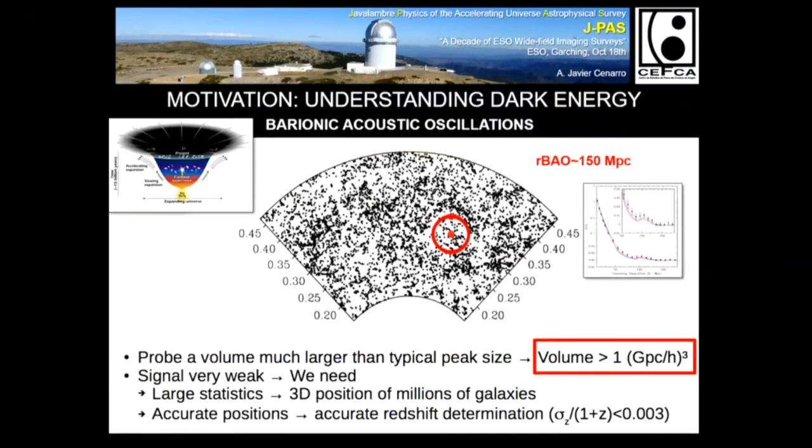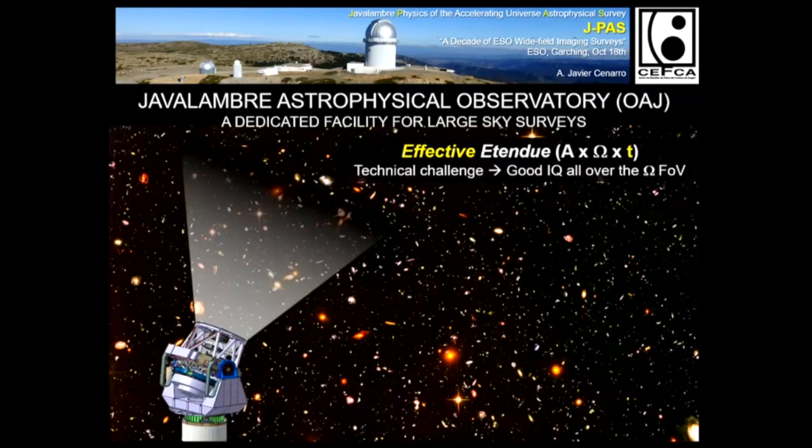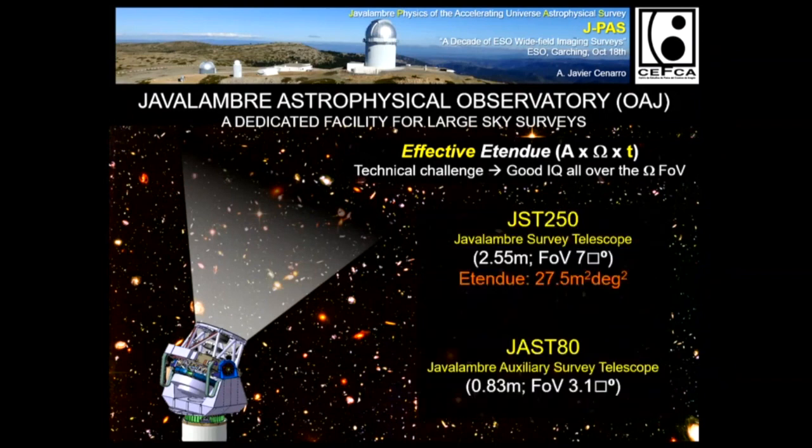So this is how the Javalambre Observatory is conceived. It's a new facility which is conceived for carrying out large-scale surveys. The telescopes that we have in this observatory are optimized in terms of the AT product. We want to optimize the aperture times the field of view times the time that we can dedicate to the survey. So this was the final definition.